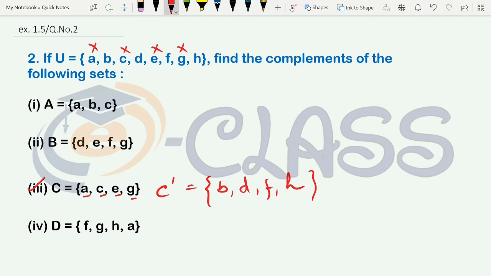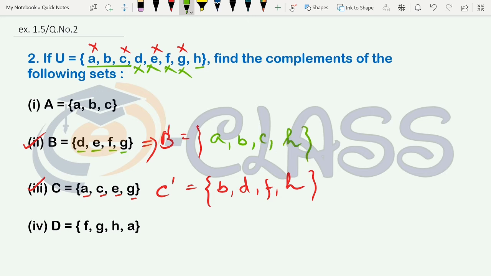Now we solve B. Okay. For B complement, just ignore D, E, F, G. That is D, E, F, G, and write the remaining, that is A, B, C and H. A, B, C, H. This is B complement. So 1 and 4 are your homework, and this is very easy.